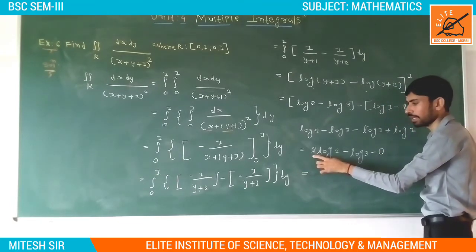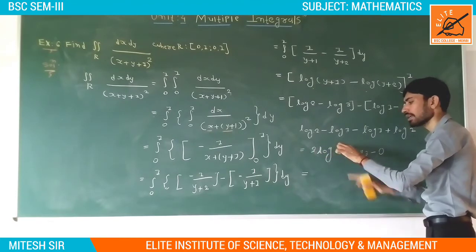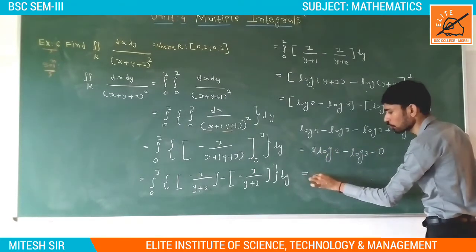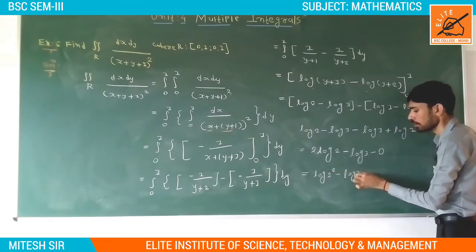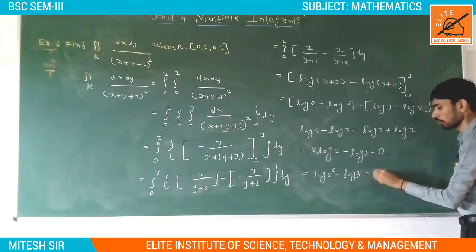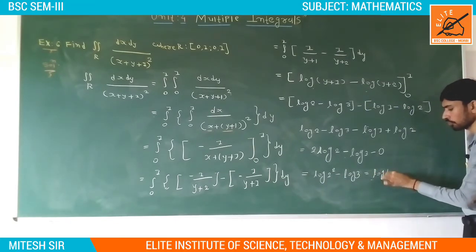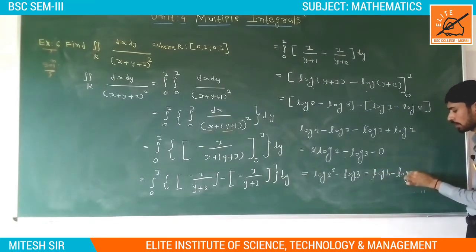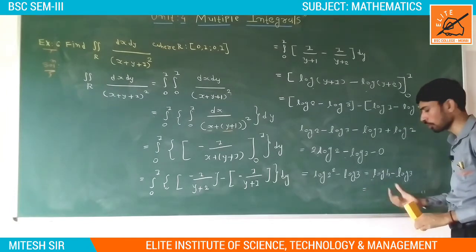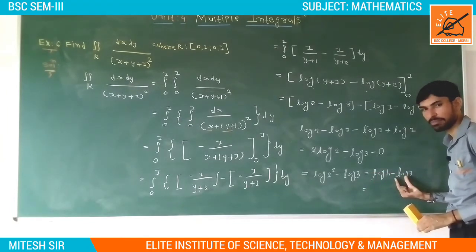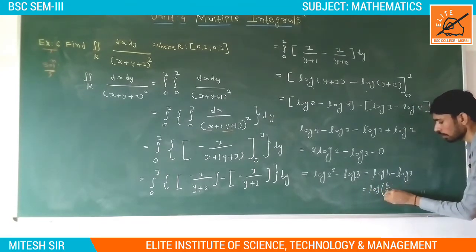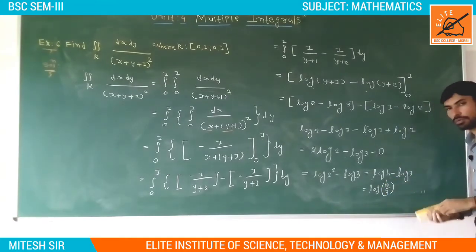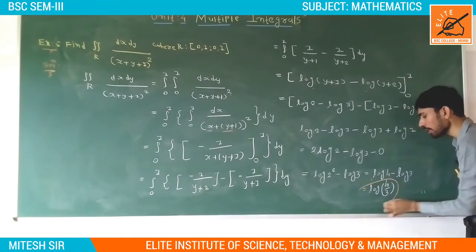According to the rule of logs, the number in front goes into the power. So 2 log 2 is written as log 2 squared minus log 3. So log 2 squared is 4, so log 4 minus log 3. Here we apply the rules of the log: log a minus log b can be written as log a upon b. So that means log 4 upon 3. So log 4 upon 3 is the answer of our integration.